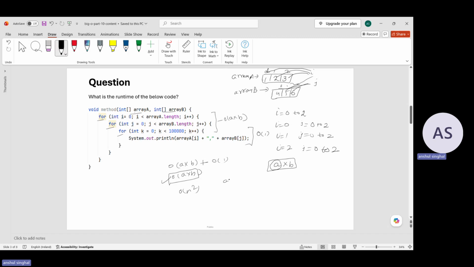So array A might have, let's say, n elements, and array B might have, let's say, m elements. So in that case, it depends on n times m. But definitely, if both array A and array B have n elements, then eventually it will come out to order of n square. But that is if we are assuming that array A and array B have the same length or the same number of elements.